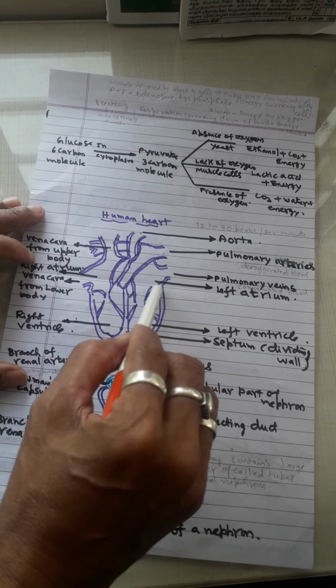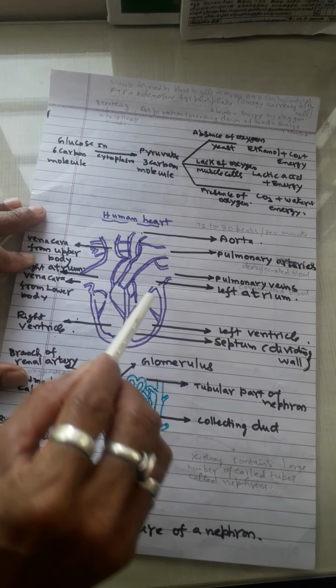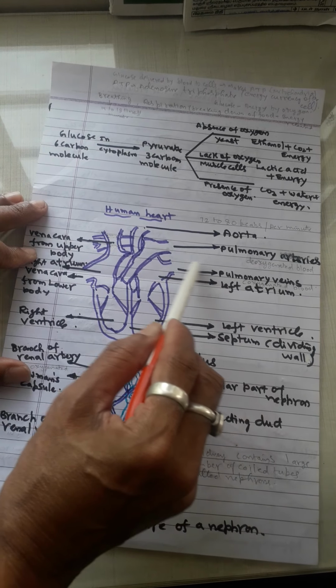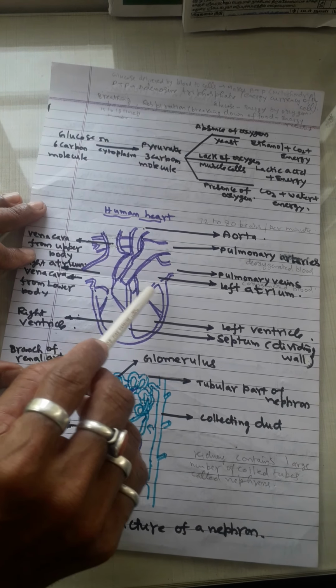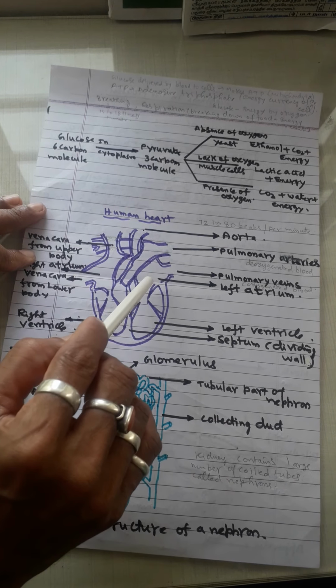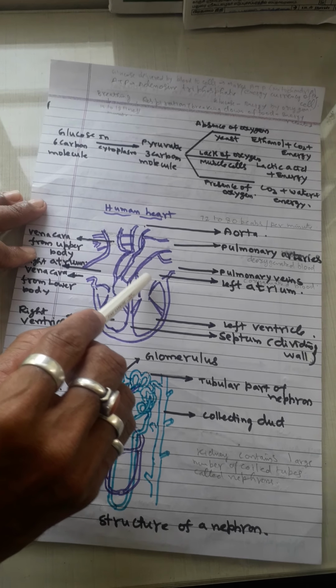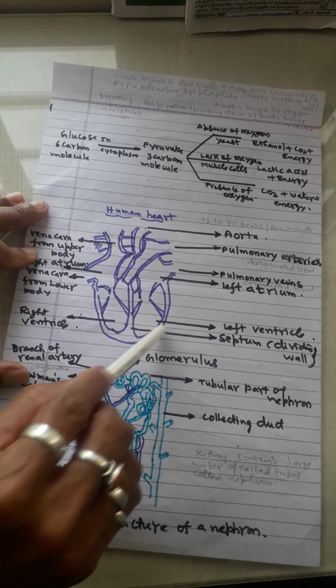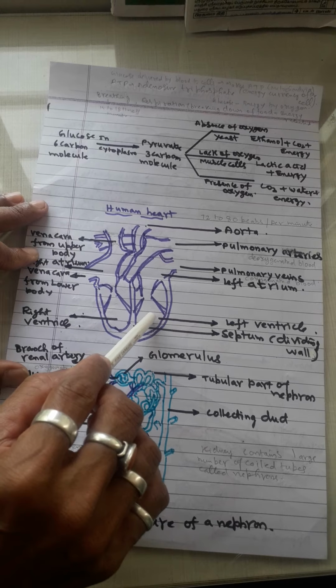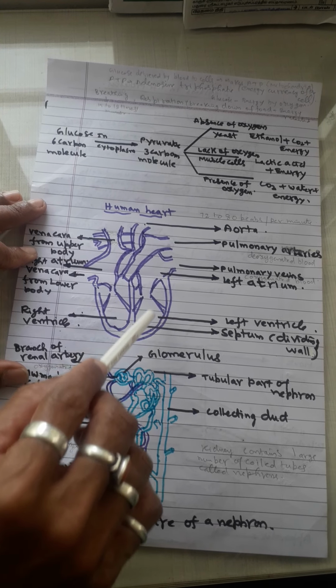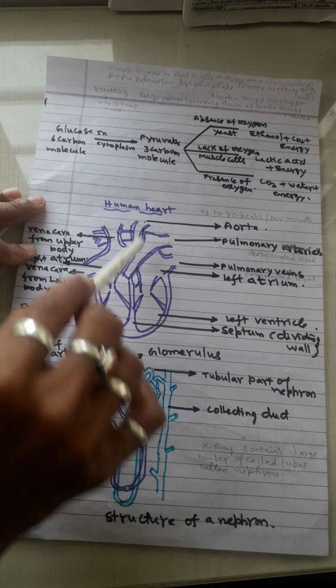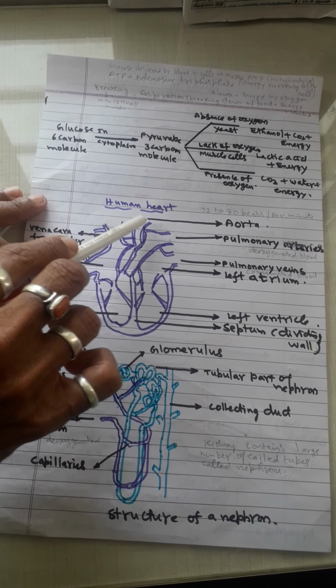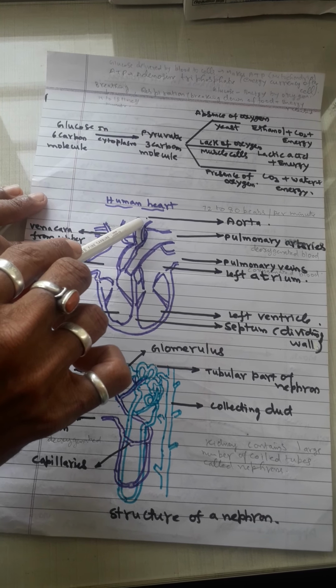Okay, so after the blood enters here from the pulmonary veins, the left atrium will start to contract. After contracting, the blood goes to the left ventricle. After it comes to the left ventricle, it will be supplied through the aorta. I have drawn the aorta here. This is a major artery.